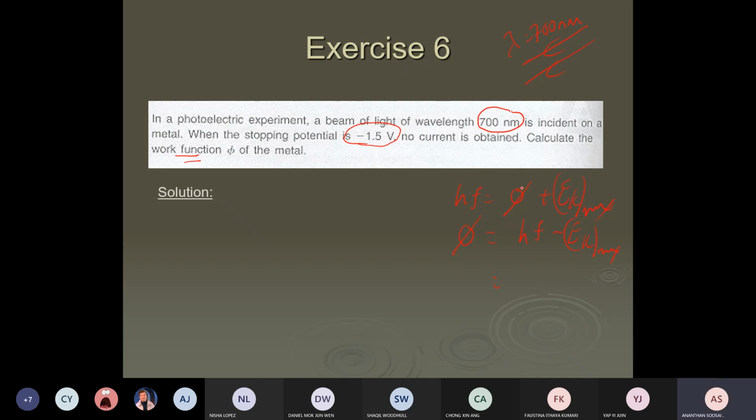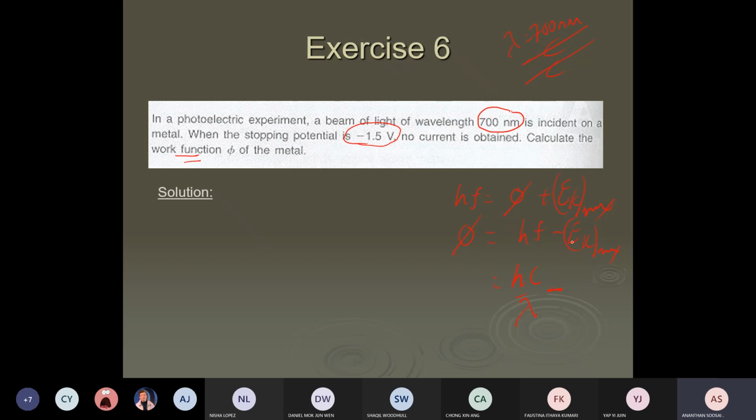Okay, so you got the idea? So how to get it? How to get the work function? Sorry, the hf. hf, what do you get? hf is hc over lambda, right? c is the speed of light, lambda is 700 nanometer, right? But 700 nanometer, you have to change to meter. Make all change to SI.